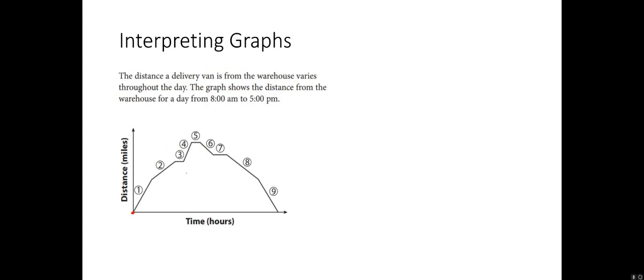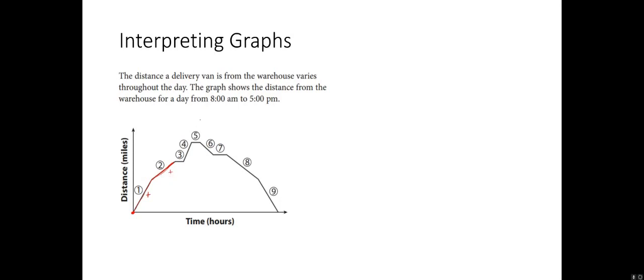The graph shows the distance from the warehouse for the day from 8 a.m. to 5 p.m. If you look, it does increase its distance. The van increases its distance from its warehouse for this segment for that amount of time. So it's increasing at that interval. Now, if you notice, the slope for segment 2 isn't as steep, or the rate of its change isn't as steep as before, as in segment 1. So we're still increasing, that's great, but it's a little slower.